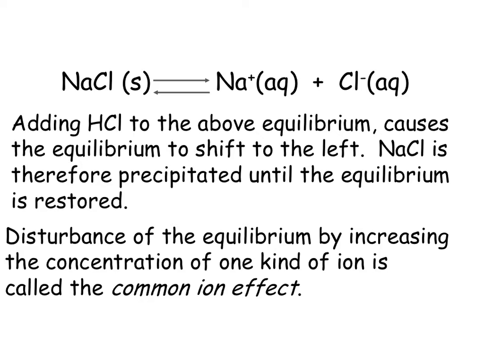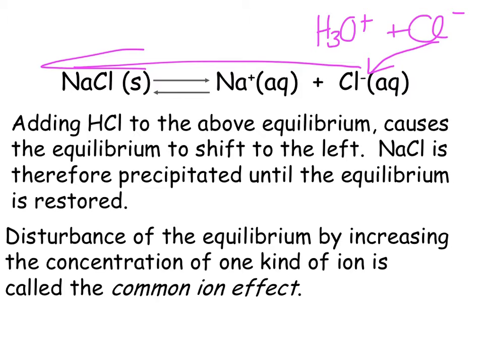So if I take something like sodium chloride, what happens if I decide to add some H3O+ ions and some Cl- ions? I am putting more of the product in, so I will favor the reverse reaction. So adding hydrogen chloride to the above equilibrium causes the equilibrium to shift to the left. In other words, favor the reverse. Sodium chloride is therefore precipitated until a new equilibrium is restored. Disturbance of the equilibrium by increasing the concentration of one of the two ions is known as the common ion effect. You're expected to know about the common ion effect, and I'm going to show you a video which tries to explain it fairly well.